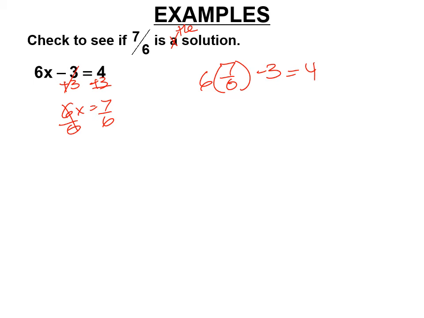So let's do that. Well, the 6's cancel out. Multiplying fractions, the 6's cancel, and you get 7. So 7 minus 3 equals 4. Yeah, that is the one and only solution for this equation.